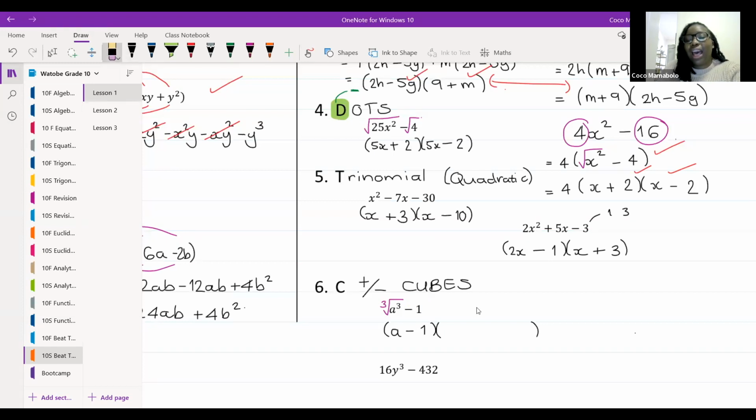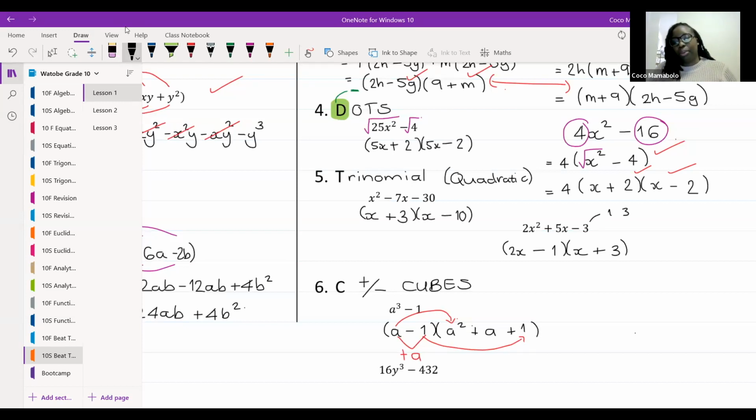Now, in order to get the other terms, here's what I'm going to do. For the first term, I'm going to take a and square it and put it over here. That's going to give me a squared. For the last term, I'm going to take negative one and square it, and that's going to give me positive one. For the middle term, I'm going to take a times negative one, and that's going to give me negative a. Then I'm going to change the sign. So instead of putting negative a in, I'm going to put positive a in the middle.